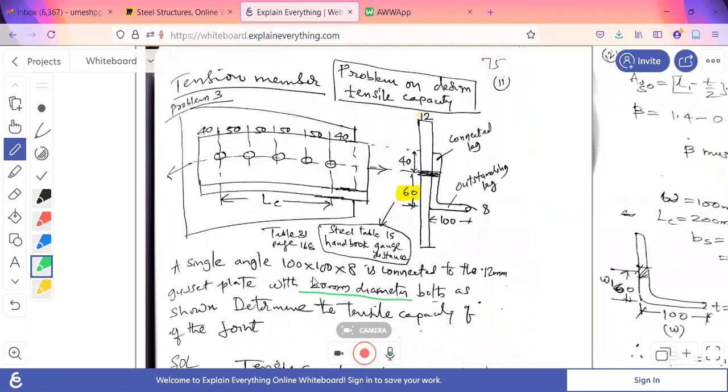Size of angle section. Angle is an equal angle. See this 100, which is connected here. This is the angle section as you can see here. Try to understand the problem first. One outstanding leg is 100. Connected leg is also 100. It is an equal angle. And this 60 mm is taken from the steel table, Table 31, page 168 of the steel table.